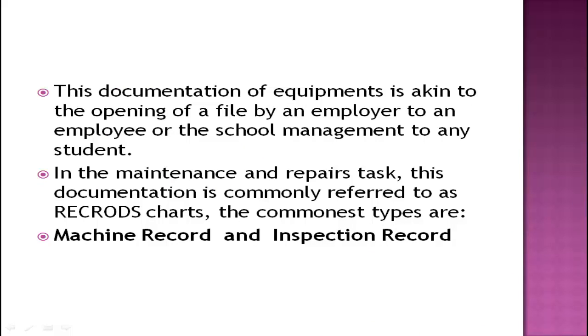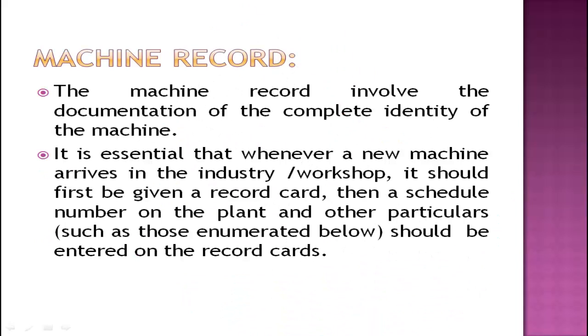Now, this documentation of equipment, as we said, is similar to the opening of a file by an employer for an employee, or the school management for any new student. In the maintenance and repairs task, this process of documentation is commonly referred to as record charts. Now, there are two common types of record charts in the electrical workshop, and these are the machine record and the inspection record. Let's look at them one after the other.